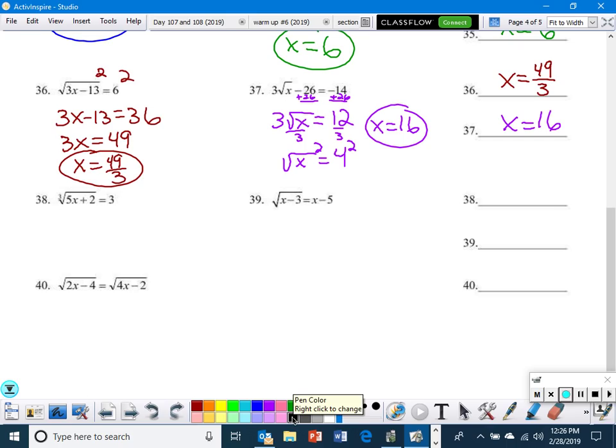Okay, on this one, the radical is already isolated, so we're just going to begin by cubing both sides. Three cubed is 27. Okay, now it's just a matter of solving for x. Subtract 2. Divide by 5.